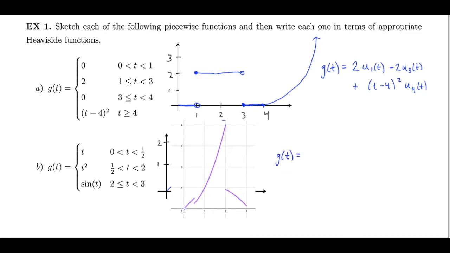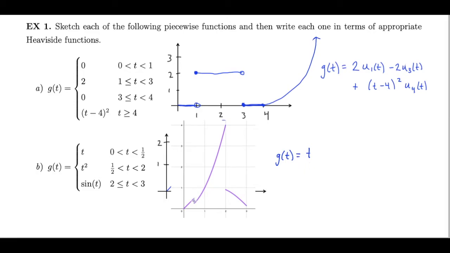Right off the bat, my function is equal to t. So I can just go ahead and introduce that. Sometimes you would write t times u sub 0 to reiterate that this function isn't defined prior to 0. But in most contexts, the t values that we're considering are positive or non-negative. And so it suffices to just go ahead and include that t component there all by itself.